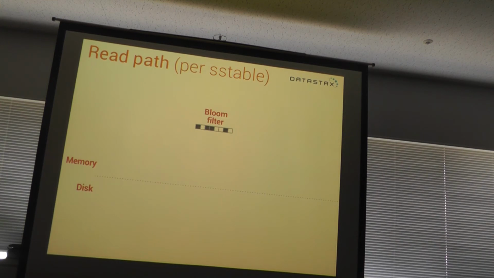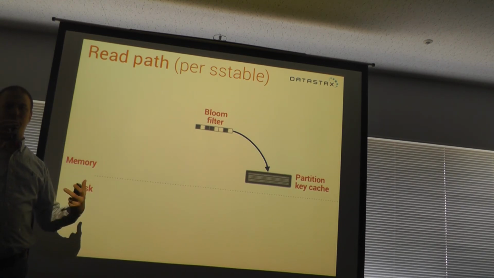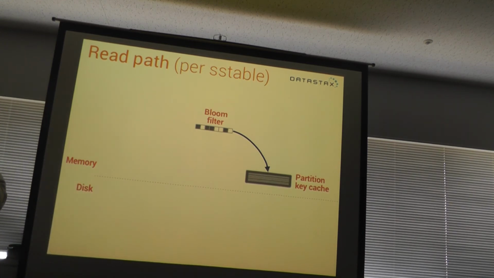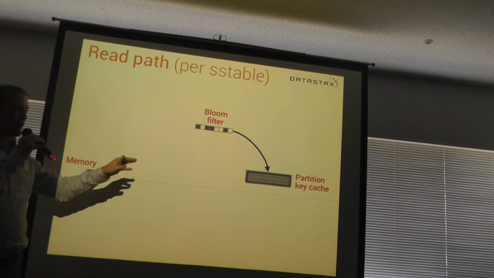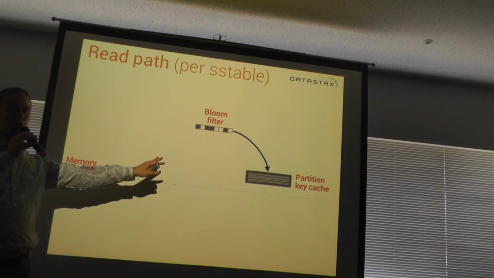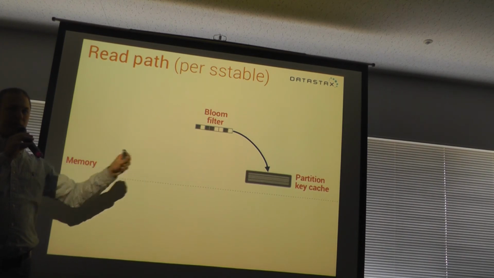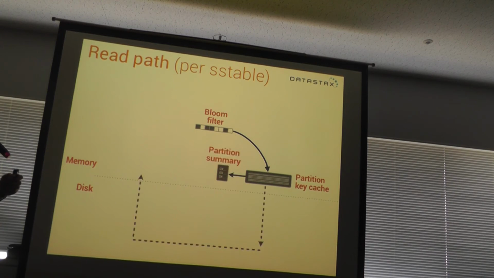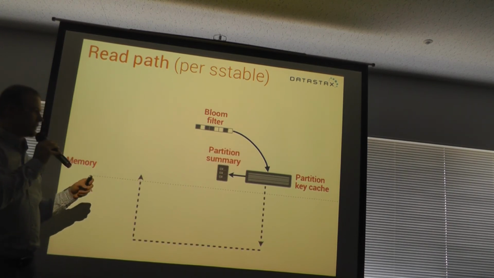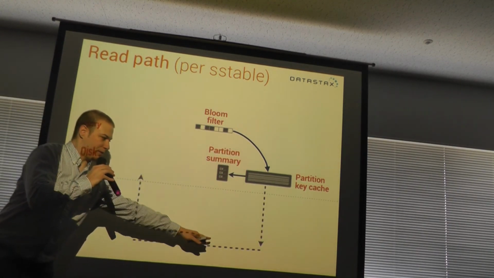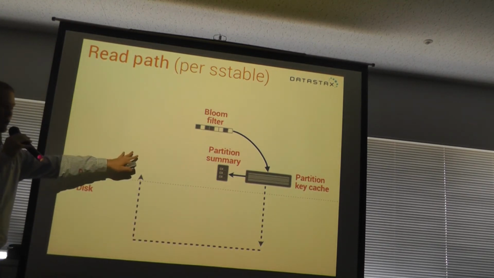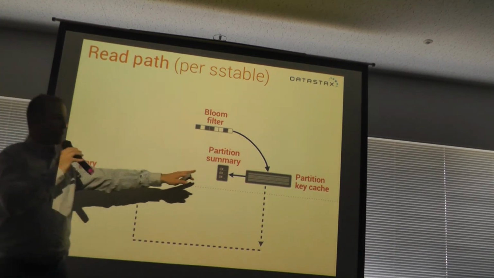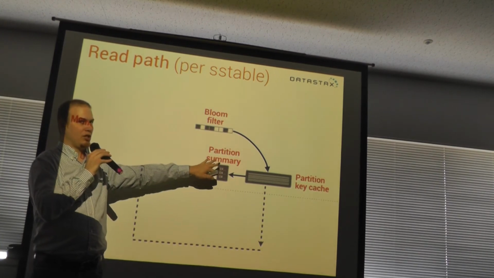But if the Bloom filter says it's probably there, then we'll go ahead and check the partition key cache. Recently accessed partition keys will be cached in memory, and then we have a choice based on whether we find the key in the cache. If it is in the cache, we will skip this next part and go to the end of our process. What I'm going to describe here is what happens if it's not in the cache.